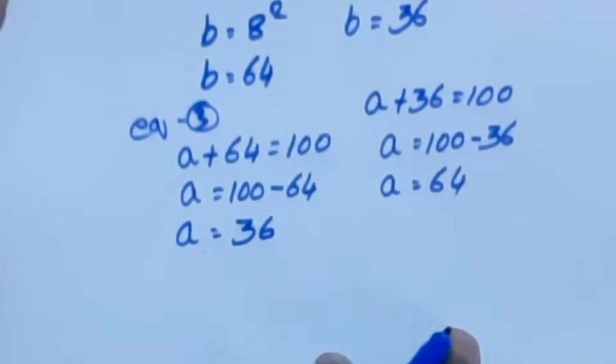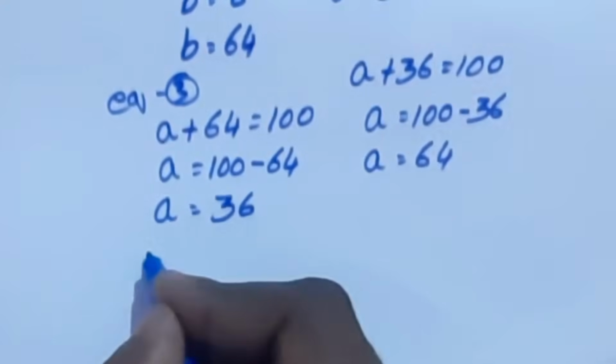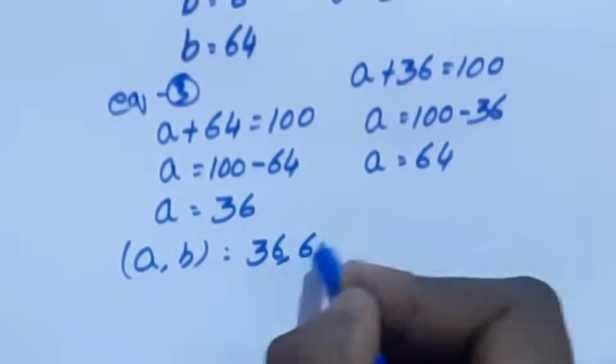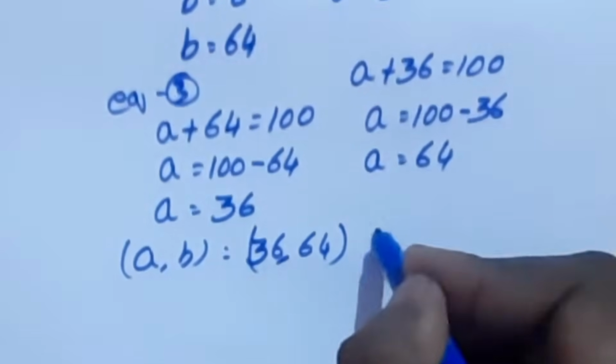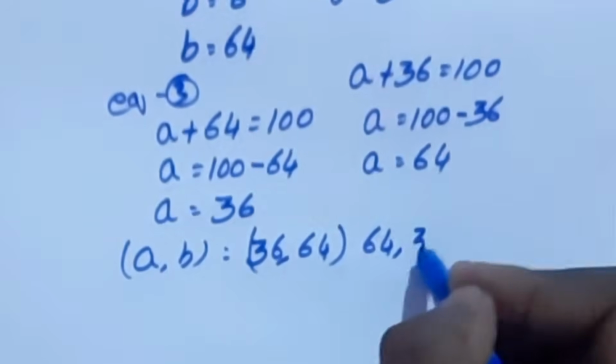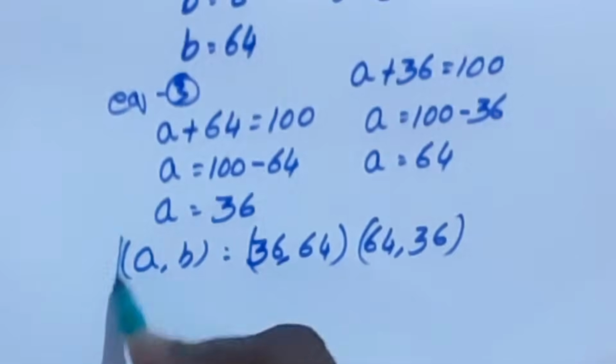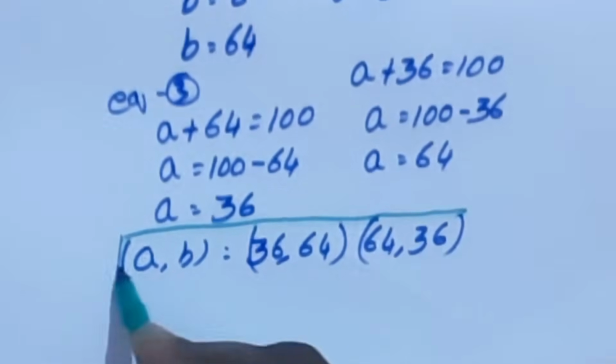Now the answer here is a comma b is equal to 36 comma 64 and 64 comma 36. This is the possible answer for the given problem.